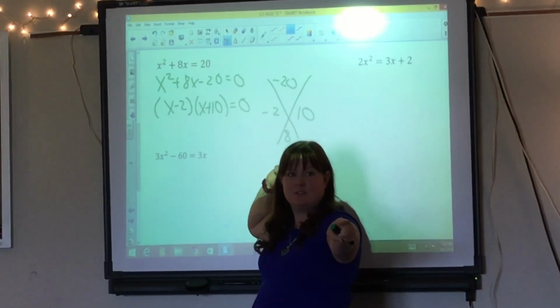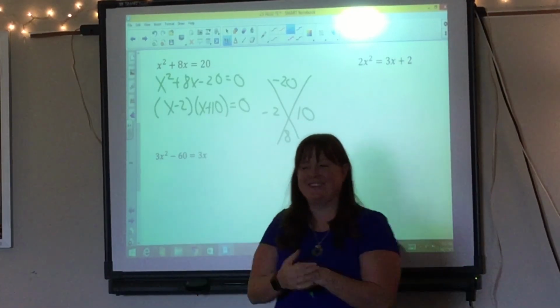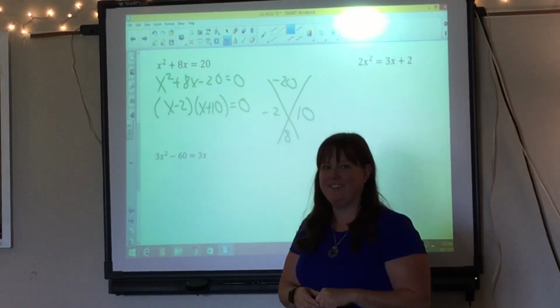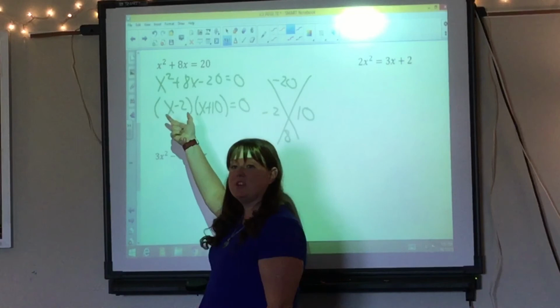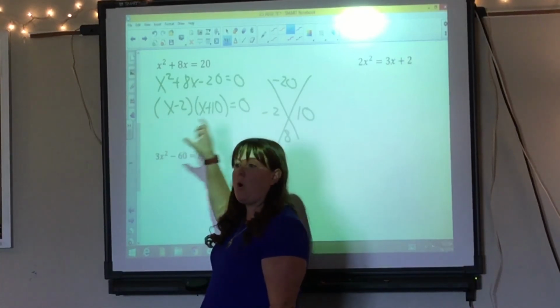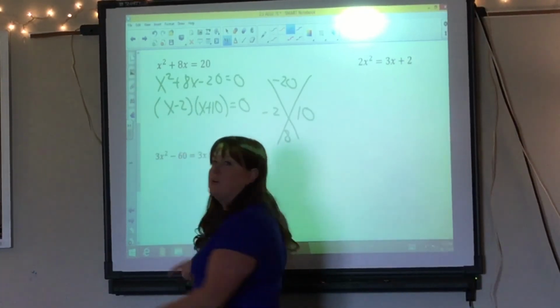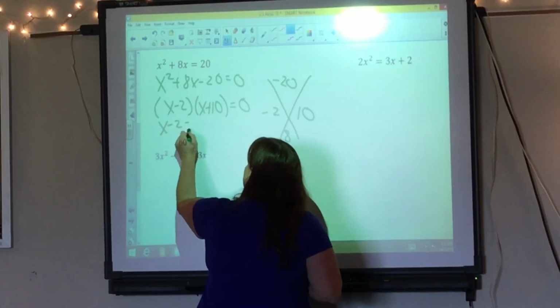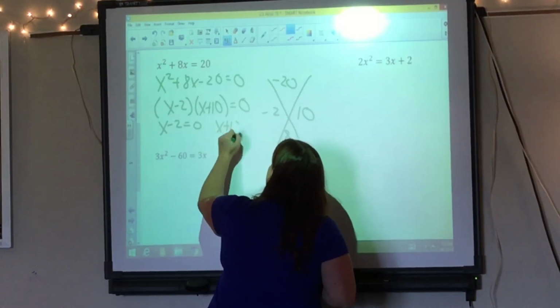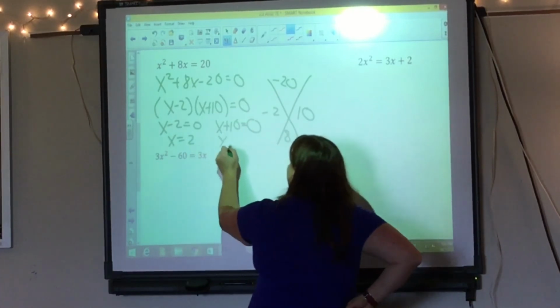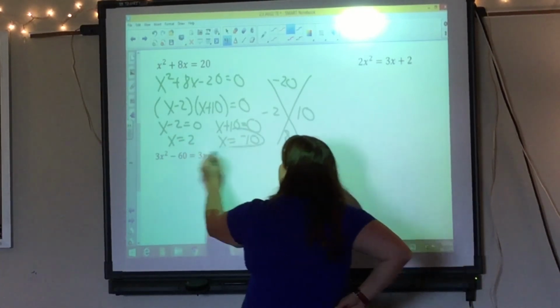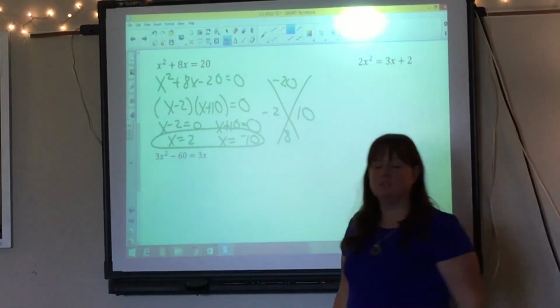Say negative 10 and positive 2. Why? Because you flip them around. Because each factor, either this factor equals 0 or this factor equals 0. Therefore, either x minus 2 equals 0 or x plus 10 equals 0. So x equals 2 or x equals negative 10, and I'm going to be 0. Does that make sense?